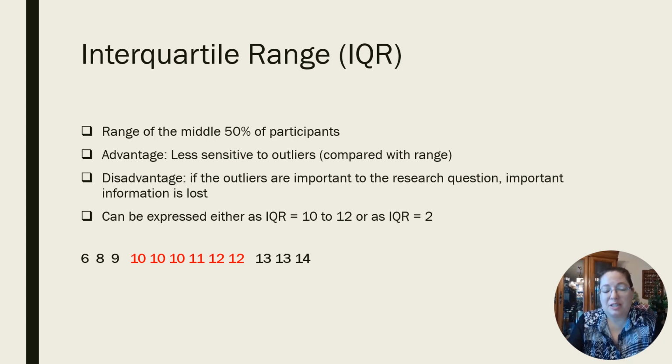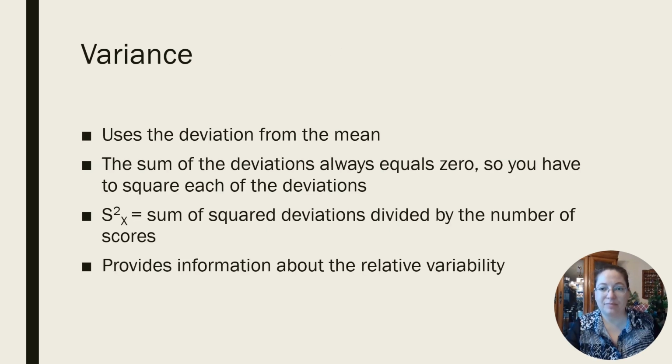A disadvantage to this method, of course, is that when you cut out 50% of your sample, it could be that that's the 50% of the sample that's related to your research question and important information is lost. So in general, this is less frequently used than some of the other measures I'm showing you today.